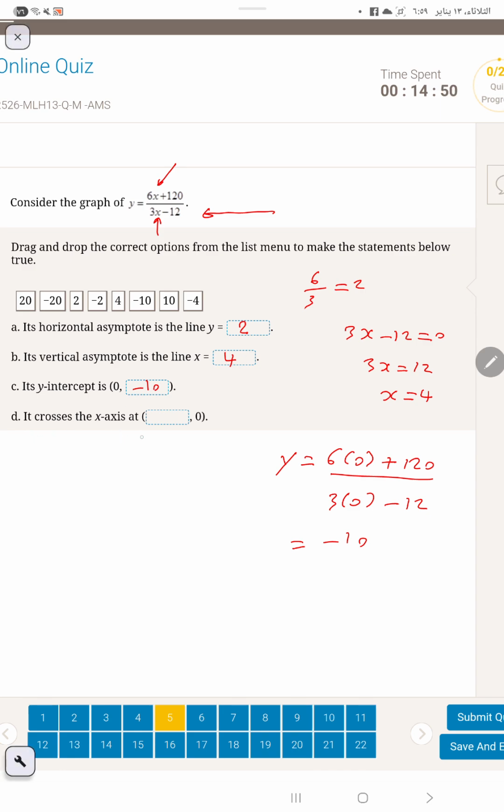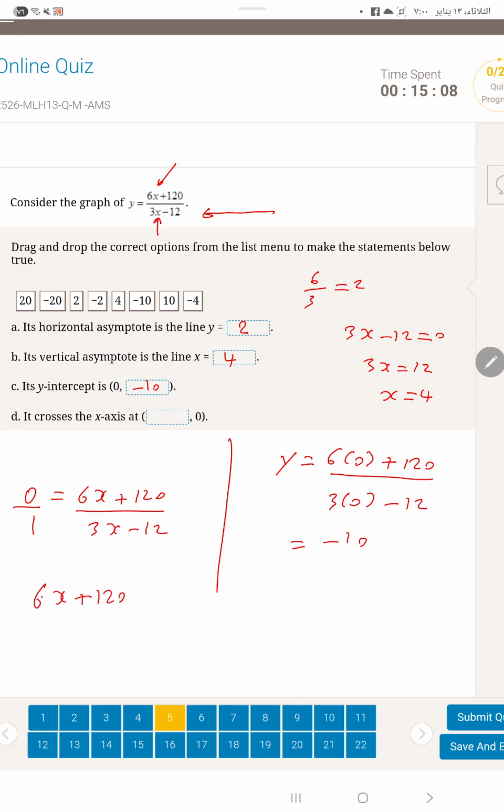For the x-intercept, you replace y by 0. So 0 is equal to (6x plus 120) divided by (3x minus 12). To solve this equation, you cross multiply. So you get 6x plus 120 is equal to 0. 6x is equal to negative 120. Divide both sides by 6. You get x equal negative 20. So here, negative 20.